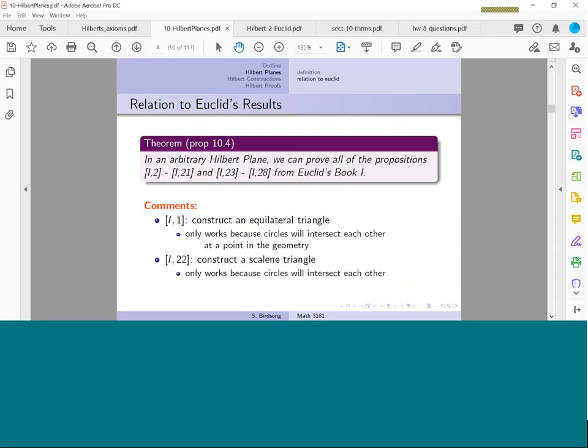So same reason. But we have all of the other propositions, other than 1 and 22, for the first 28 propositions in Euclid's Book 1. So this does include a lot of stuff. It includes things like side, side, side. Technically it includes side, angle, side, but we already had that with one of our Hilbert axioms. It includes some stuff with parallel lines, and it includes a number of things with triangles. Okay.